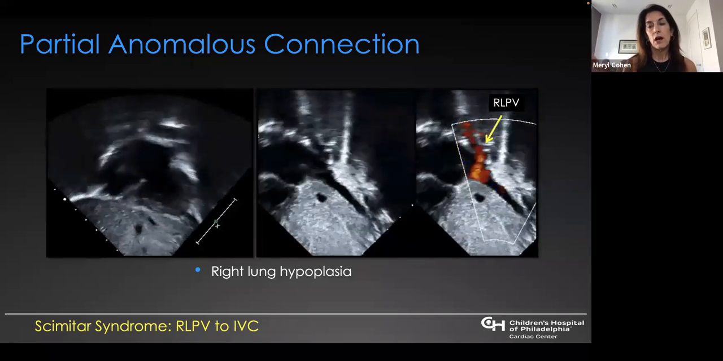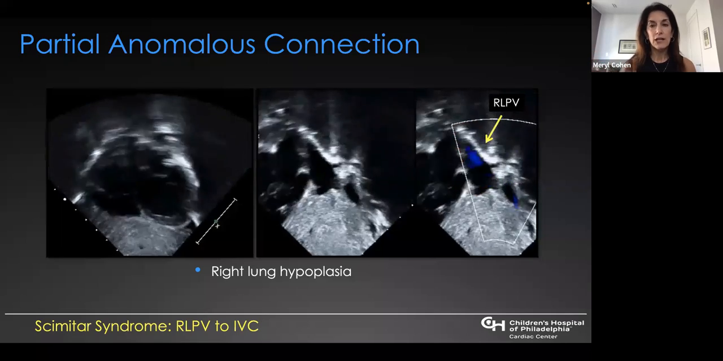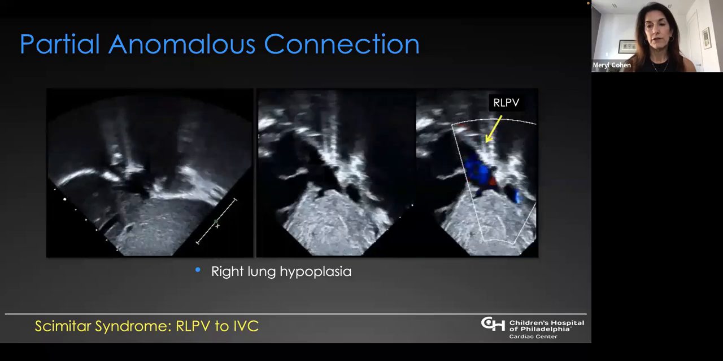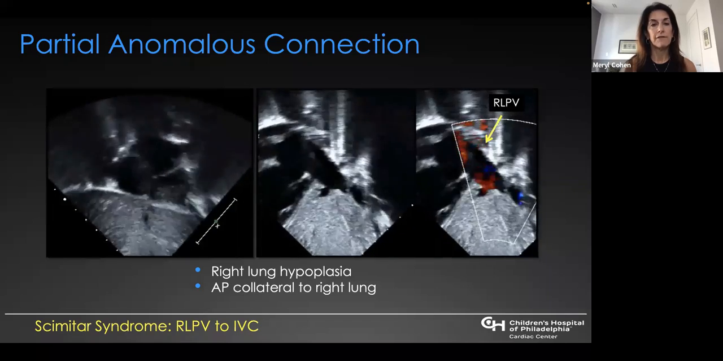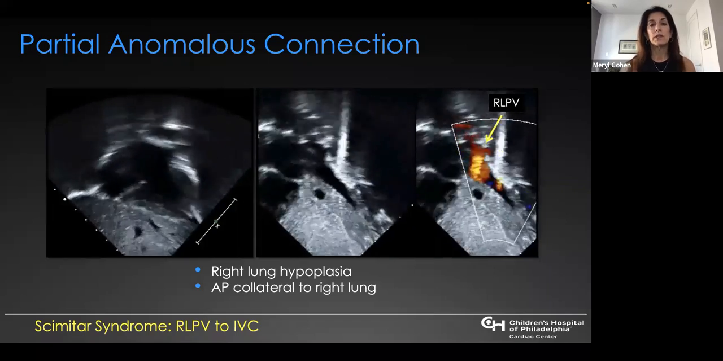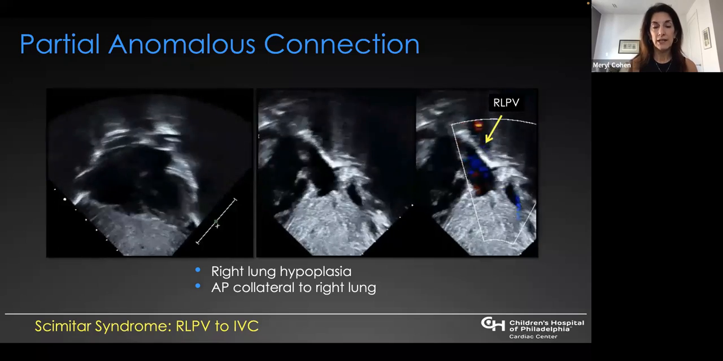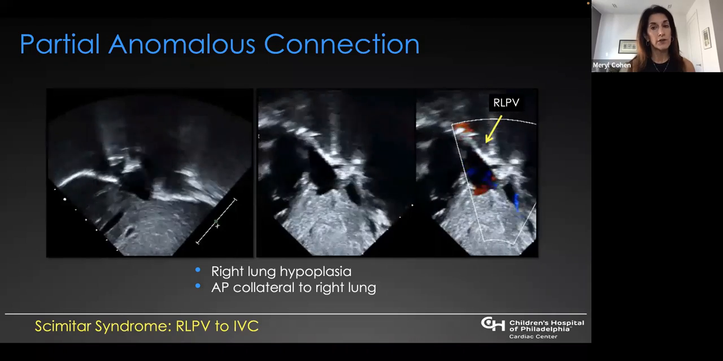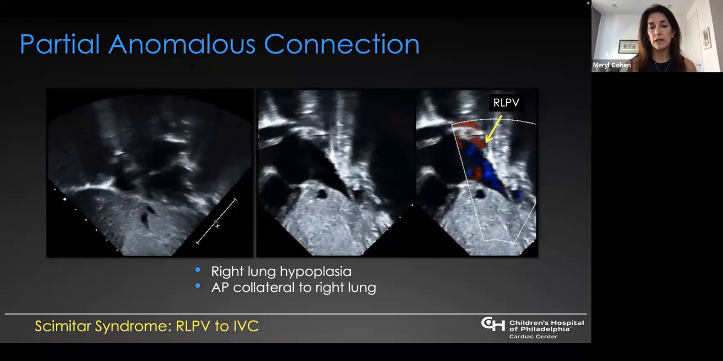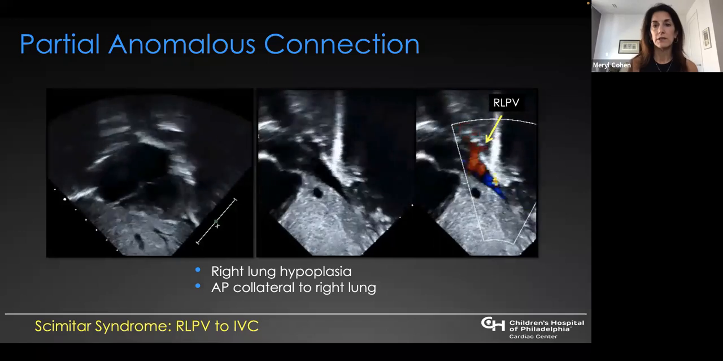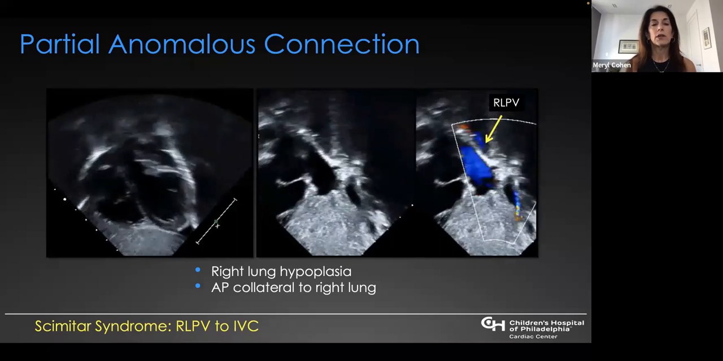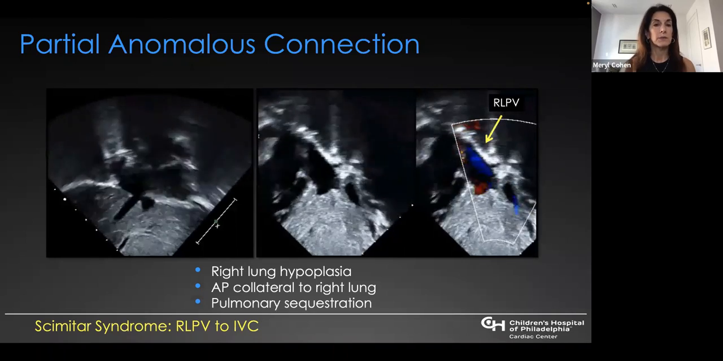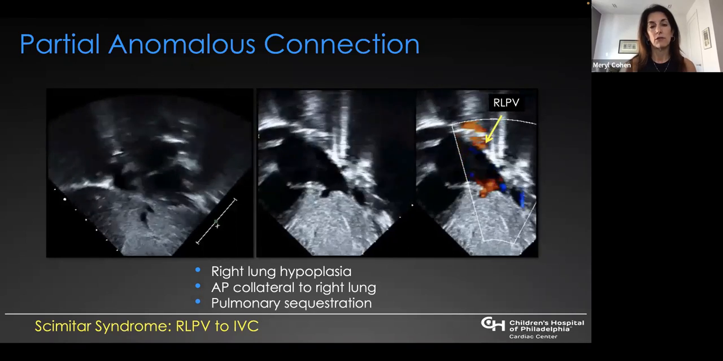You can see in the subcostal sagittal view that the right lower pulmonary vein is coming into the inferior vena cava just at the level of the diaphragm. In addition to the partial anomalous pulmonary venous connection that you see in scimitar, you can also see a constellation of other findings, including right lung hypoplasia. That's what causes the mesocardia or dextrocardia. You can have an aorta pulmonary collateral to the right lung, as well as pulmonary sequestration in the right lung.